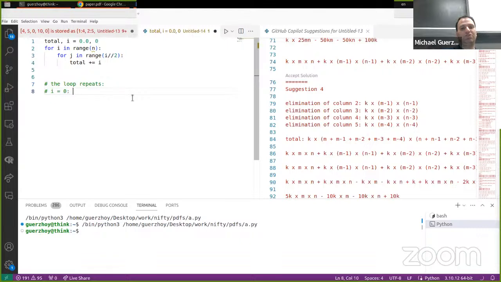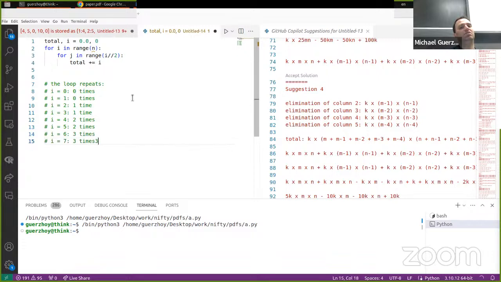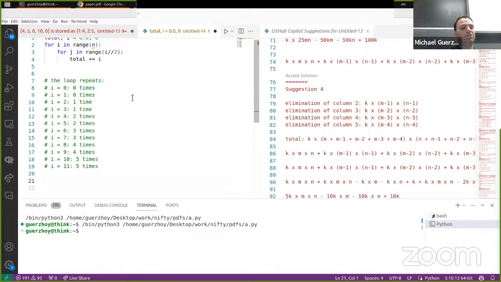So i equals 0, 0 times. And then i equals 1, 0 times. i equals 2, once; 3, once; 4, twice; 5, twice. And so on. Right? So what's the total number of times that it repeats?